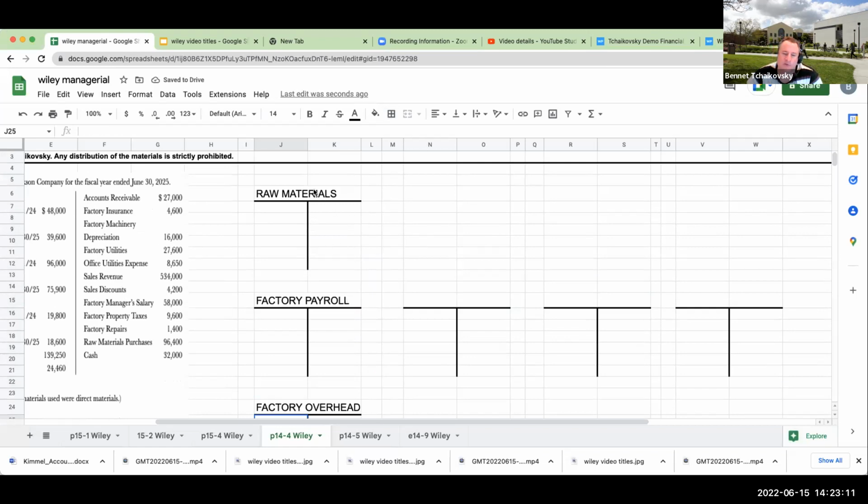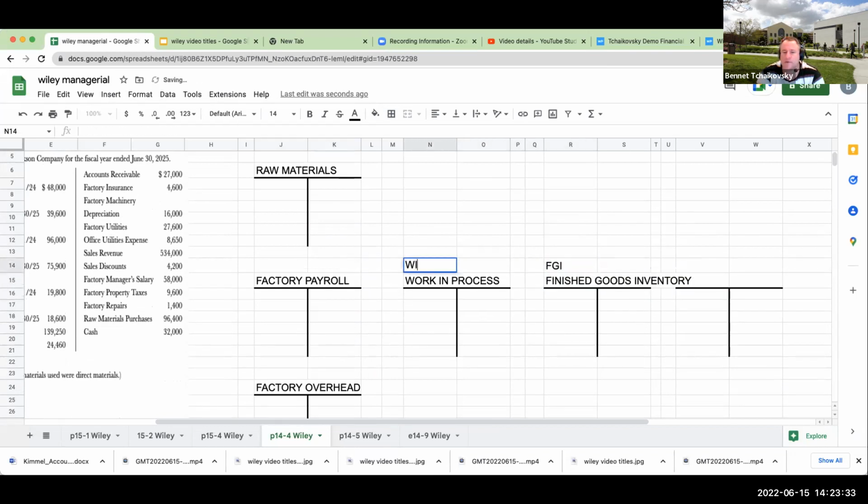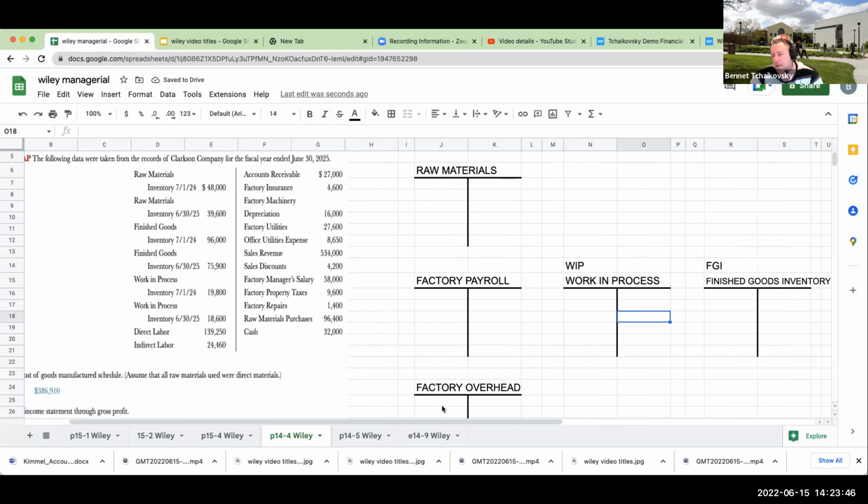Because once we start putting these raw materials into production, this is going to give us work in process. So the raw materials are going to come here. That's what we call direct materials. And then basically the labor and the overhead are going to convert this work in process into our finished goods inventory, our FGI. And then over here, we're going to have our cost of goods sold. Okay, so that's kind of how we're going to set up these questions. Let's put in the data that we know.